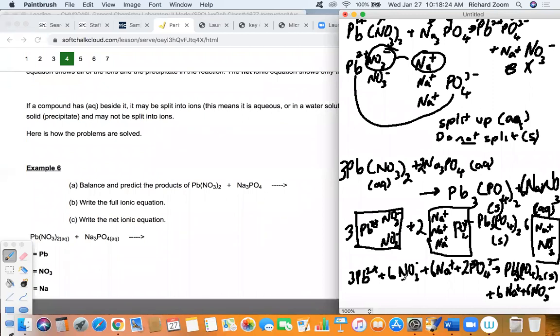So what exactly is the difference between full ionic and the net ionic? Well, I'll get to the net in a second, but that's the full. Okay. How do you set up a full ionic equation? Because I know it confuses me a lot when I have to do it, so I just want to know how you know how to set it up.